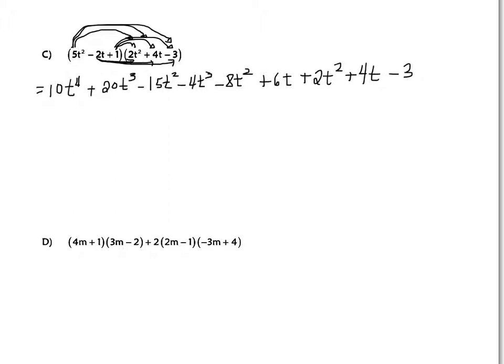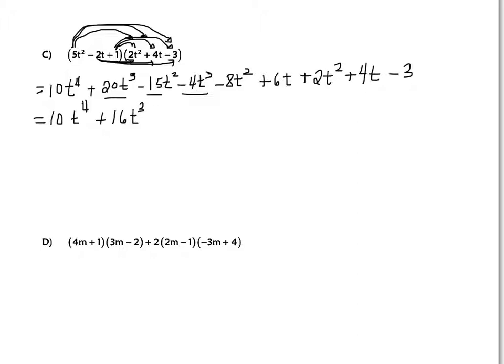And then if you put the like terms together, you have a 10t to the 4 term. You still need the t to the 4 term. Okay, so then you have a 20t cubed and a negative 4t cubed term, so that's going to give you 16t cubed.